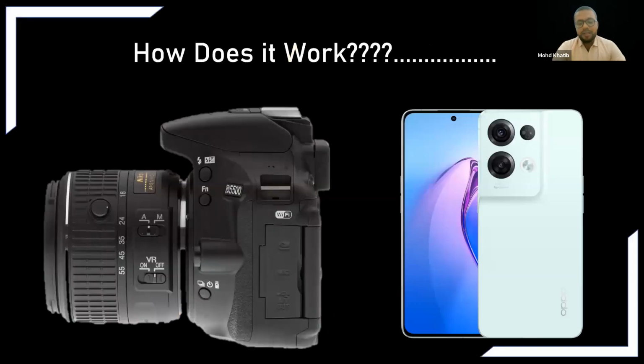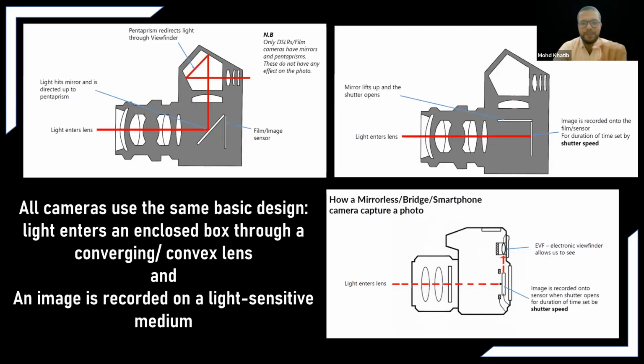Now, the question arises: how does any camera work, either a DSLR or a smartphone? The concept is very similar. You can see in the picture, the light enters through the convex lens and hits the image sensitive medium, and the image is captured there. This is a simple concept, either it's a DSLR, mirrorless or smartphone.